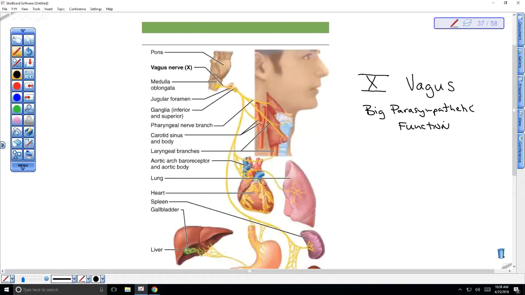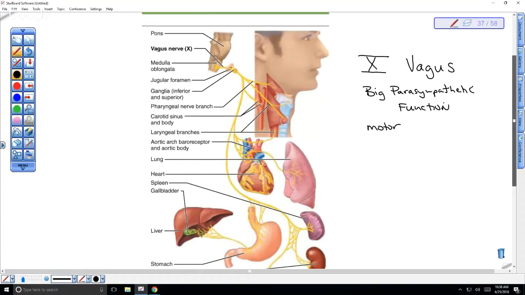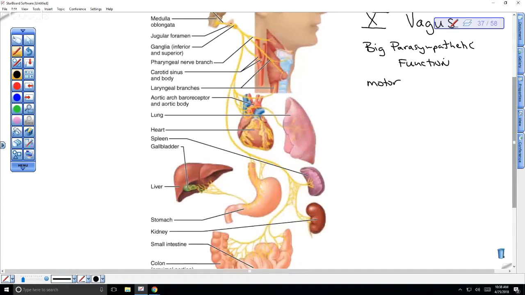So it allows motor, right? So it might cause your heart rate to decrease, actually, and your breathing rate to decrease, but it actually causes the stomach to increase the release of gastric juice and to increase like a churning. So the smooth muscle of your stomach would churn in response to being stimulated by the vagus nerve.